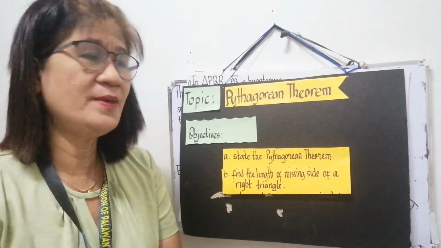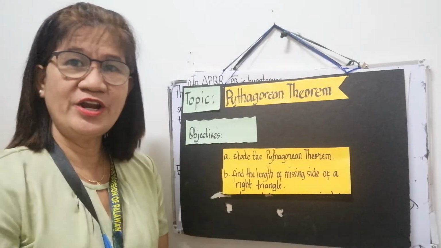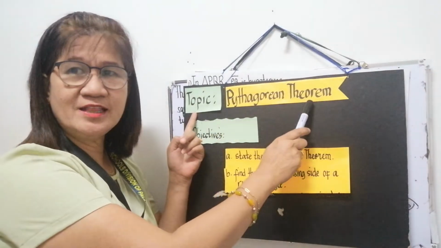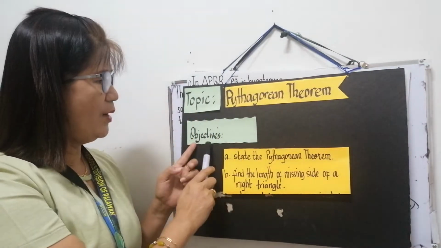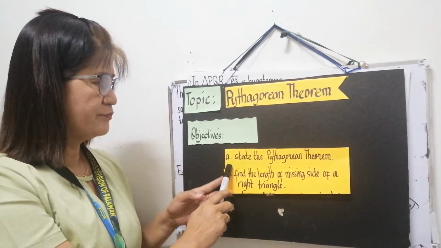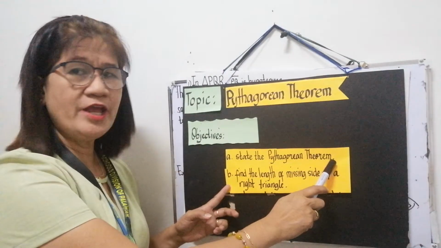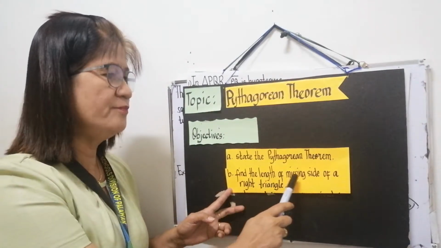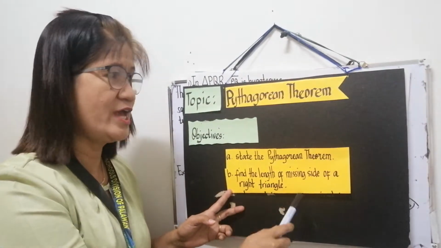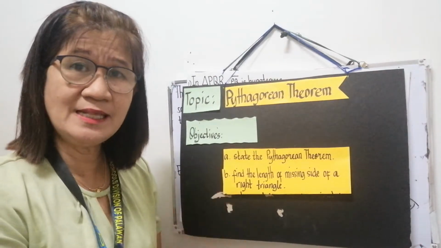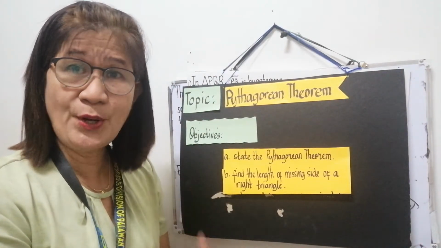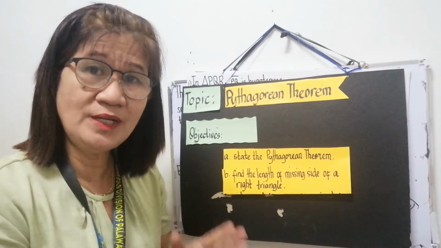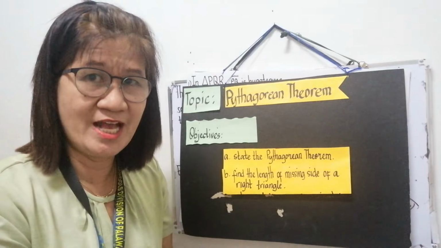So today's topic is Pythagorean Theorem. Again, our topic is Pythagorean Theorem. So our objectives are, letter A, to state the Pythagorean Theorem. Letter B, to find the length of the missing side of a right triangle. Before we proceed, I want you to know that this theorem is only applicable to a right triangle.